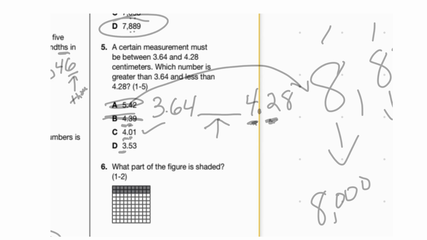This one has a 3. This one has a 3, but this one has a 5. So 5 would actually come before the 6. So it can't be that. So for number 5, our answer should be C, 4 1/100.